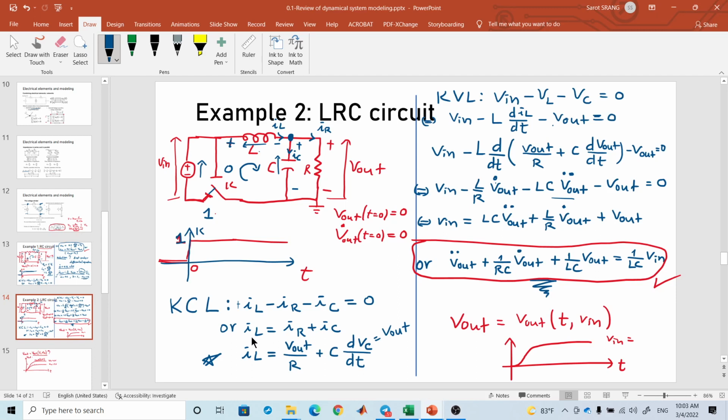Then you can have the relationship between IL and IR, and put in the relationship between current and voltage. Vout and VC are the same because they are in parallel. Substitute into the Kirchhoff voltage law, and then you can have an equation. It is a second order equation, very easy to derive.